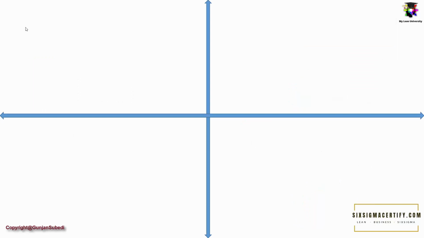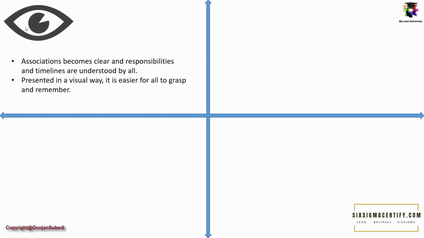So what are the advantages of the mind mapping? Let us see the advantages of the mind mapping in the summarized form. The first is, when we do the mind mapping, the associations become clear and responsibilities and timelines are understood. And since the mind mapping is presented in a visual way, it is easier for all to grasp and remember. So it is all to do with the grasping and remembering whatever we present on the mind map.